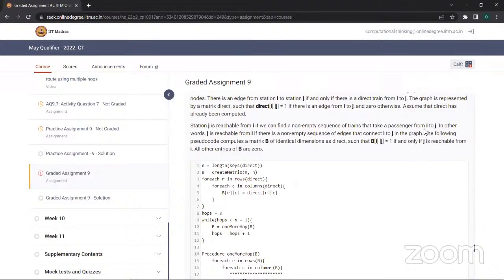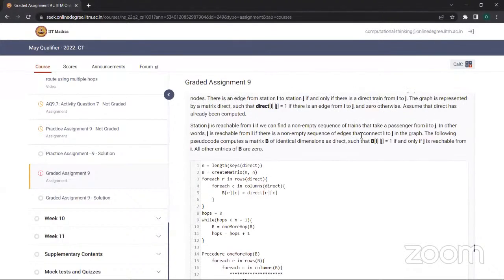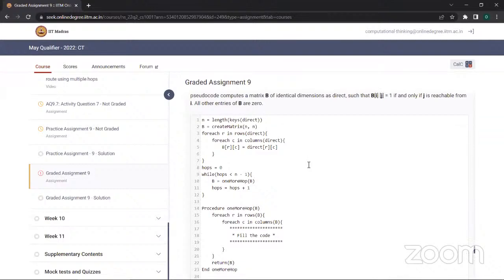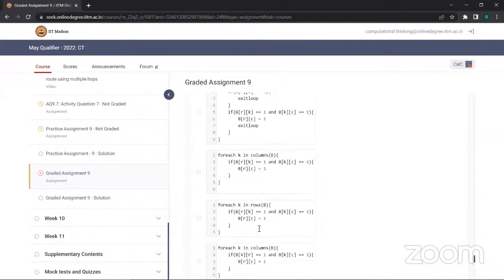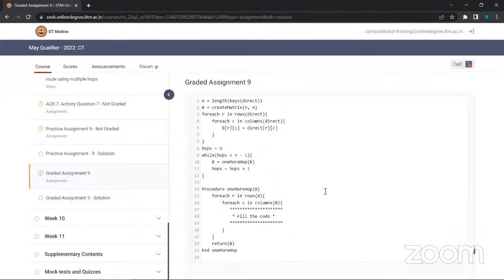Okay, I got it. So we are going from I to J if there is a non-empty sequence of trains. Yes, sir. But they didn't mention that one more hop thing. They didn't mention that I should not be equal to J also, which means both I and J can be the same station. If it is the same station, according to this code, the answer, providing R and C both are the same station, is 1 if that is equal to 1.